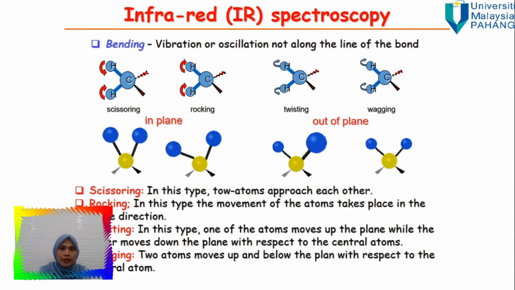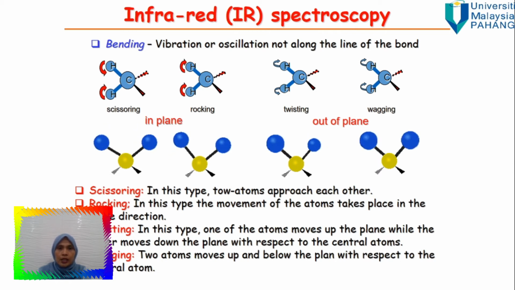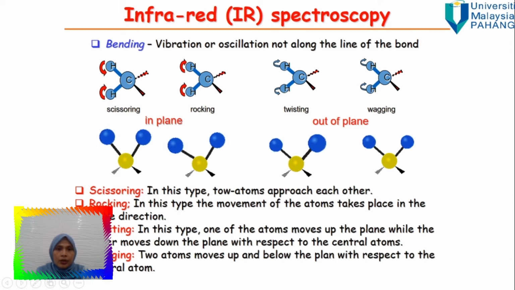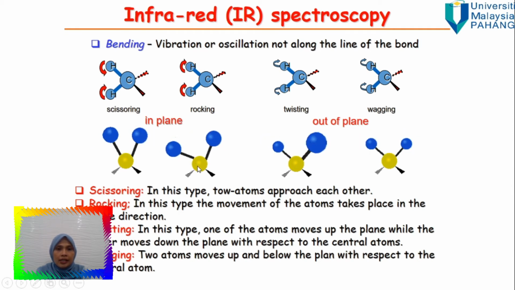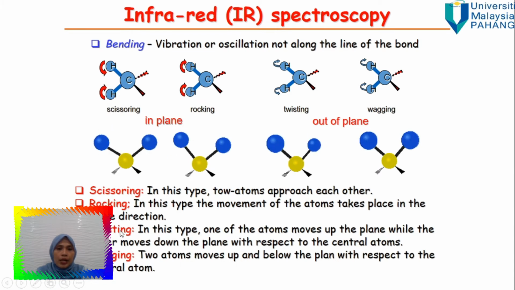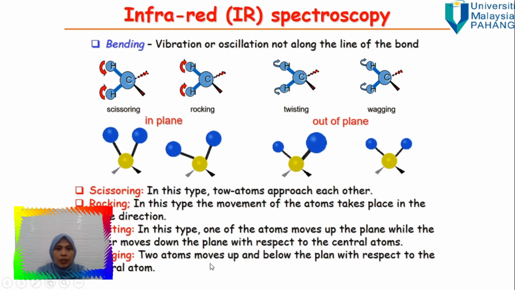Next are the types of bending. Bending has four different types: scissoring, rocking, twisting, and wagging. What is scissoring? Like a scissor, two atoms approach each other. In rocking, the movement of the two atoms takes place in the same direction, whether to the left or the right for both atoms. In twisting, one of the atoms moves up and one moves down. And in wagging, both atoms move up and both atoms move down.